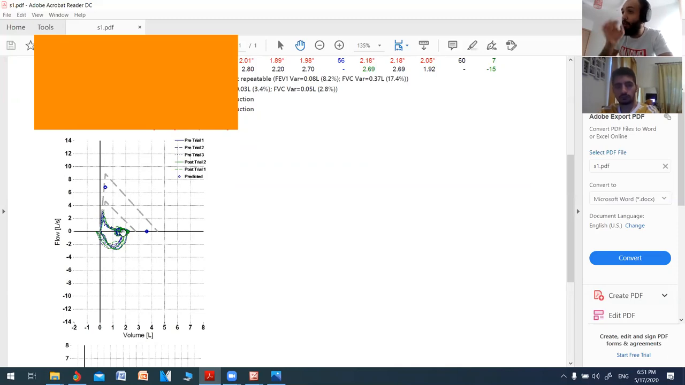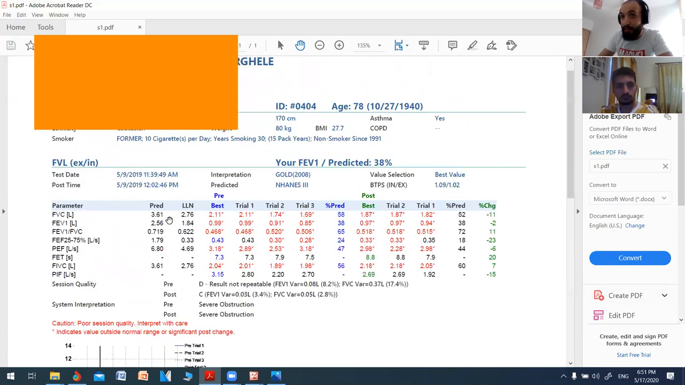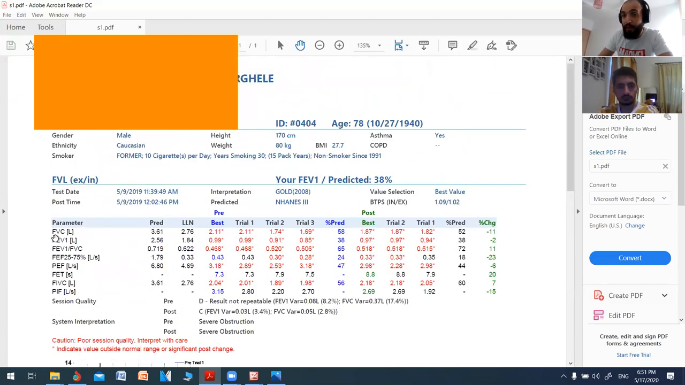Now I have to check the data. First, we look at FVC. You see? What do you check on FVC? If you look here, you will see PRED. What is the meaning of PRED? The normal value. So the device calculates that with this age, this height, this weight, he must have this FVC. Okay? You understand?